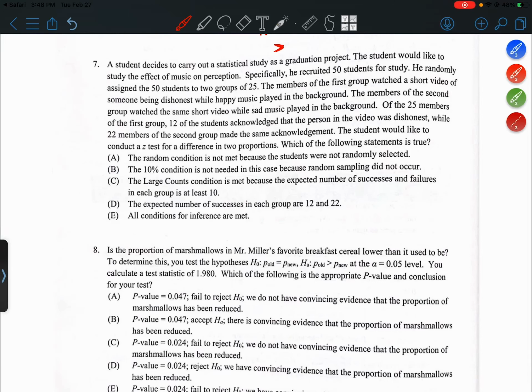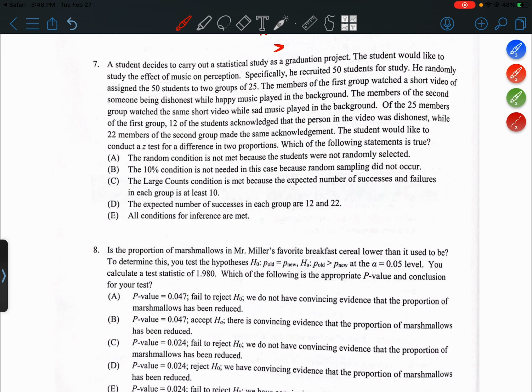Question 7. A student decides to carry out a statistical study as a graduation project. The student would like to study the effect of music on perception. Specifically, he recruited 50 students for the study. He randomly assigned the 50 students to two groups of 25.